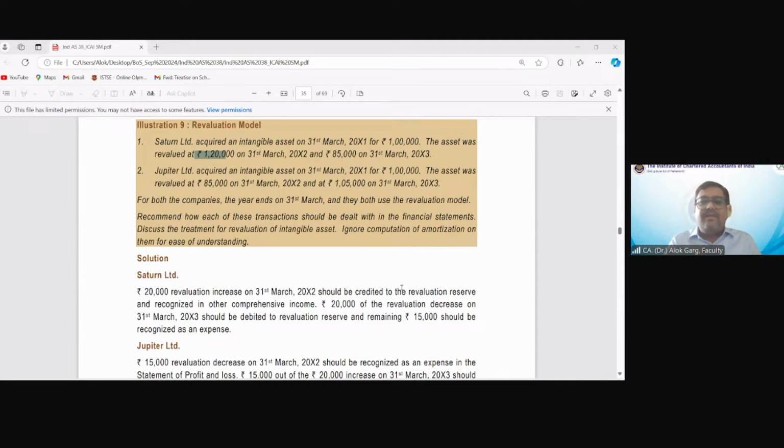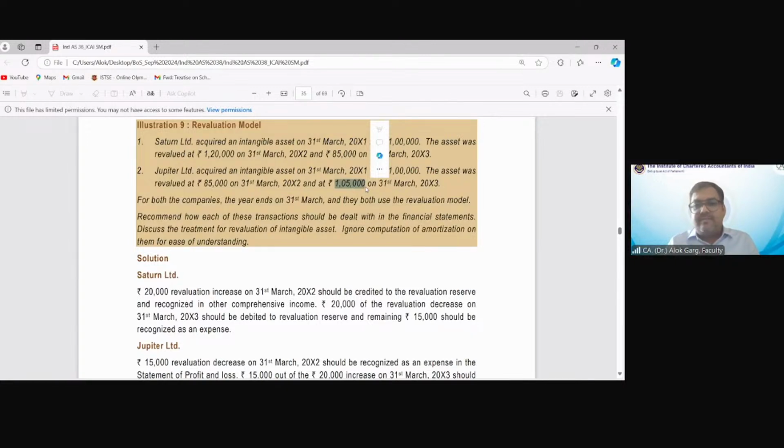Very good. Jupiter Limited acquired an intangible asset on 31st March 2001 for rupees 1 lakh. The asset was revalued at 85,000 on 31st March 2002. So 1 lakh became 85,000 in the first year itself. What is the accounting entry? P&L account debit, impairment loss, to intangible asset. In the next year, 85,000 becomes 1,05,000.